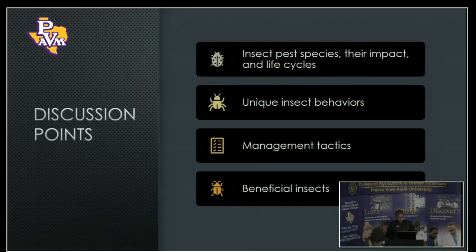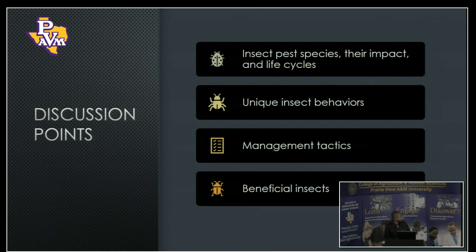A couple points that I want to cover today are, of course, specific species and their impact on strawberries, as well as the life cycles, because life cycles are important to understanding how to manage insects. Some of the life cycles are actually going to impact your timing, as well as whether or not you'll be able to manage the insect during a certain point of their life.